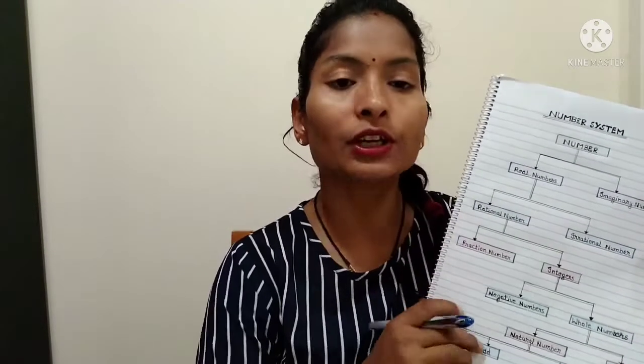And next is irrational numbers. So what are irrational numbers? Those numbers which are not rational numbers are called irrational numbers. Or we can say that those numbers which cannot be written in the form of p upon q are known as irrational numbers. For example, root 2, root 3, root 5, root 7, root 11, all these numbers are called irrational numbers. So here one question arises.